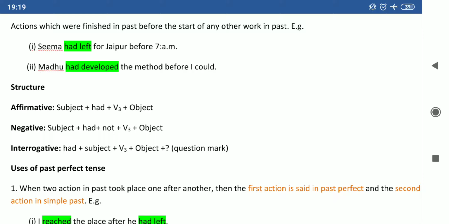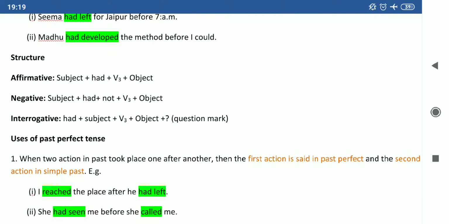As you can see in the example, Seema had left for Jaipur before 7 a.m. So 7 a.m. is time in the past, and before that time something was done, something was finished, and that's why we have used had left. Madhu had developed the method before I could. Before I could means when I could develop something. Before that, one work was already finished, so that is developed the method, and that had been developed by Madhu. So we are using third form of verb, that is developed, and before that we are using had.